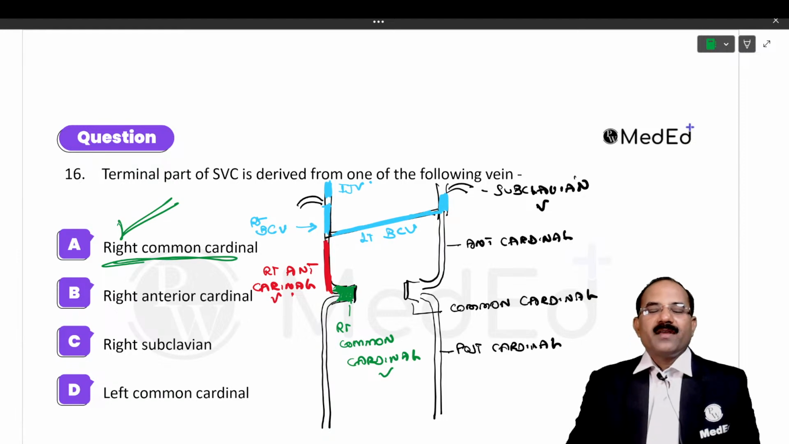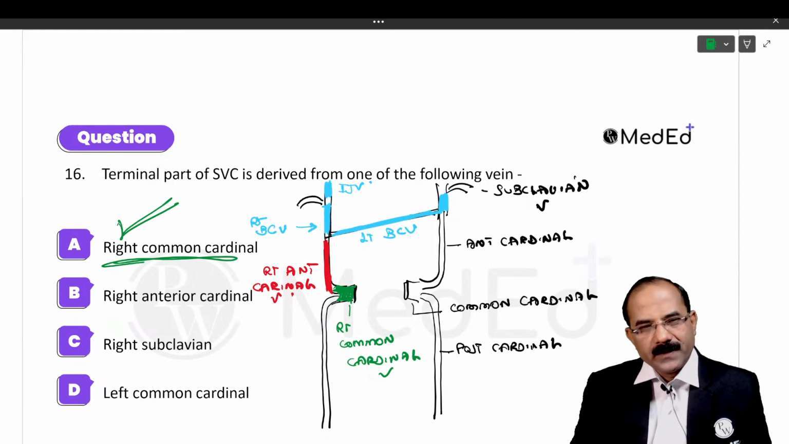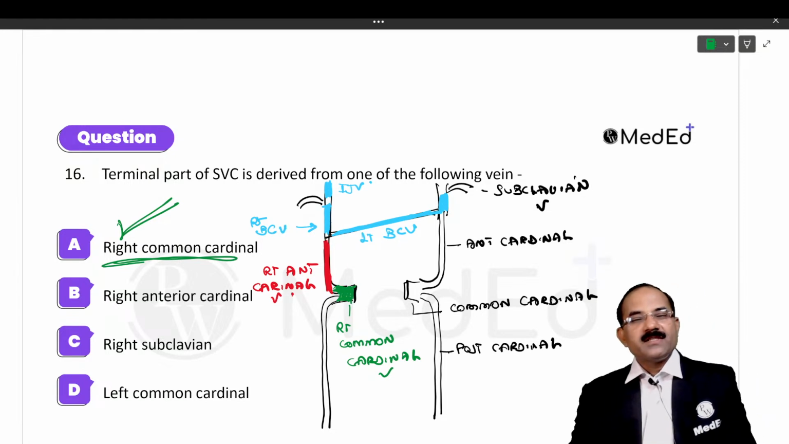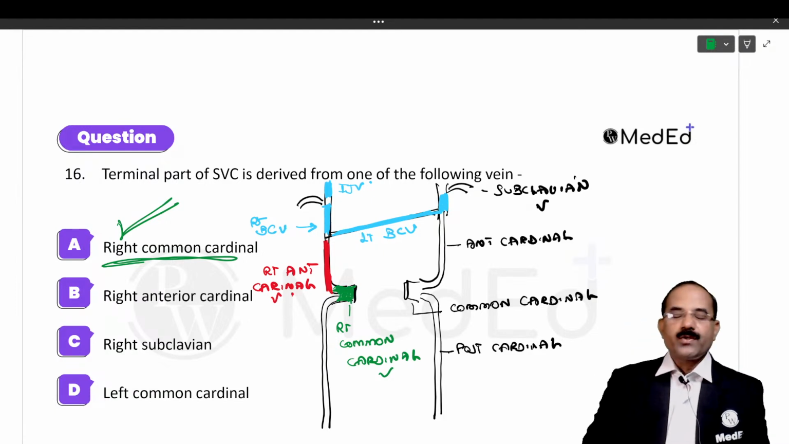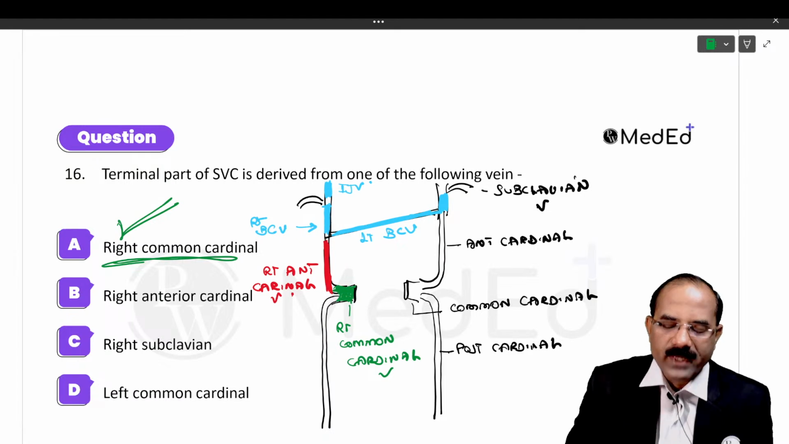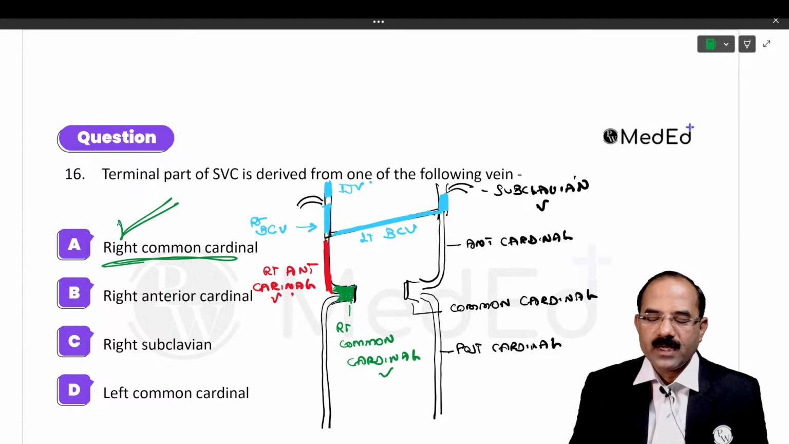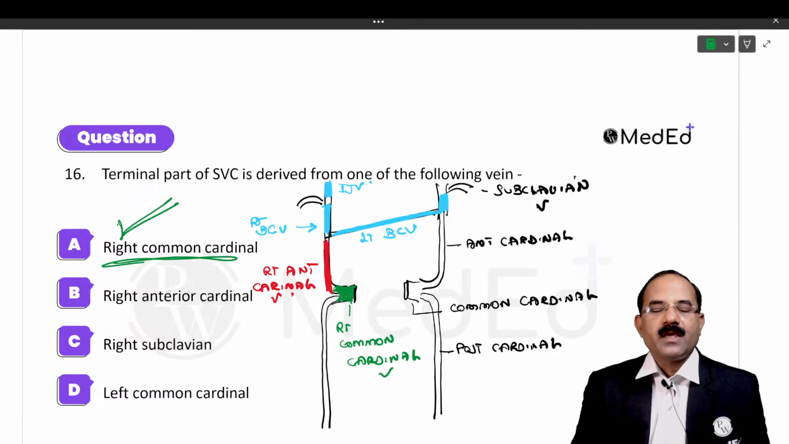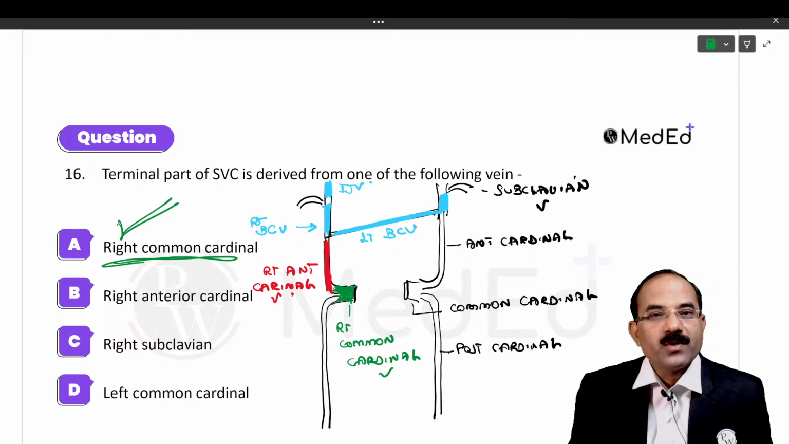बच्चों, नीरज क्लियर है? नीरज बच्चा क्लियर है? So the terminal part of SVC is derived from the right common cardinal vein. The SVC is also derived from the right anterior cardinal vein below the attachment of anastomosis. Clear है कि नहीं? Students, ये clear है कि नहीं? Yes, Hemant has answered it. बच्चों बोलो, clear है?